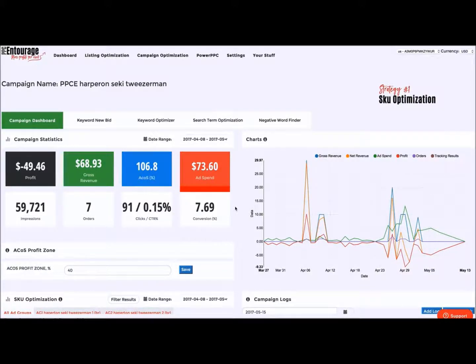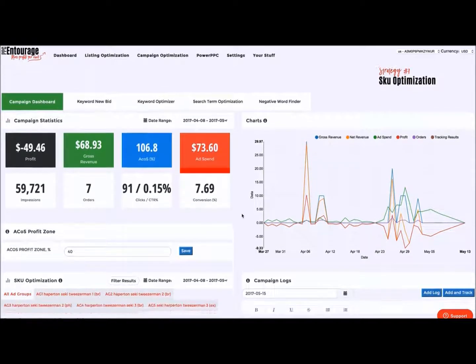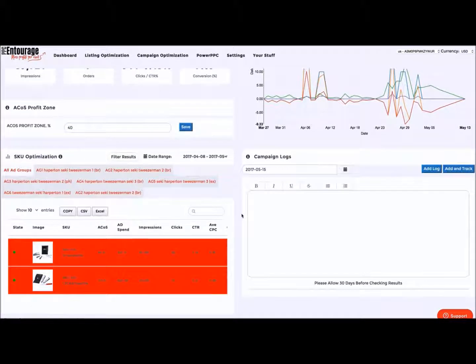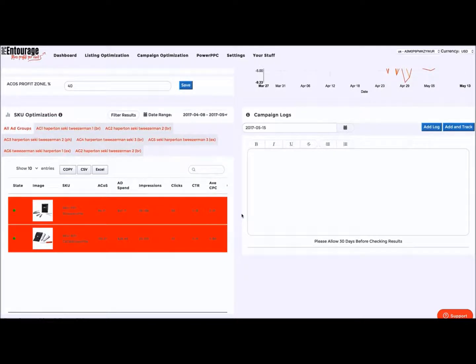The most basic form of optimization we call SKU optimization, and it's the first strategy inside of the PPC Entourage Blueprint Series. And SKU optimization is really, really simple. You're basically looking at the SKUs that are inside of your campaign to determine whether or not those SKUs are profitable or not, and whether or not you want to pause a particular SKU.